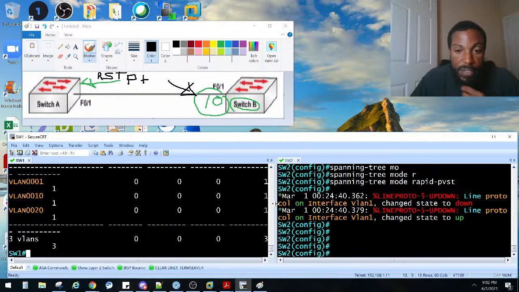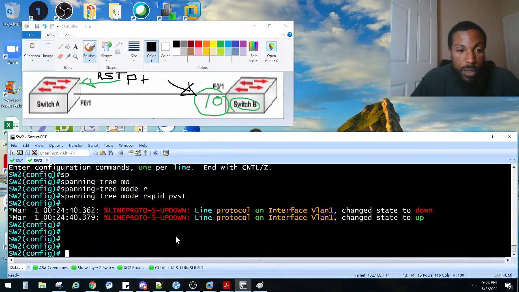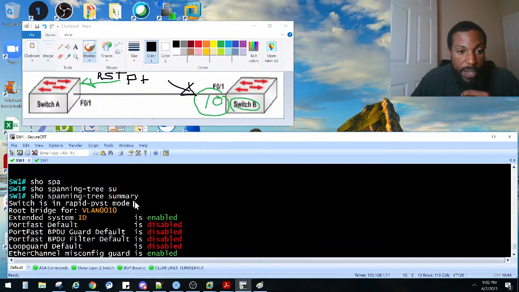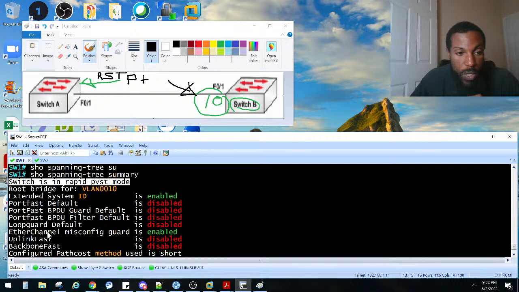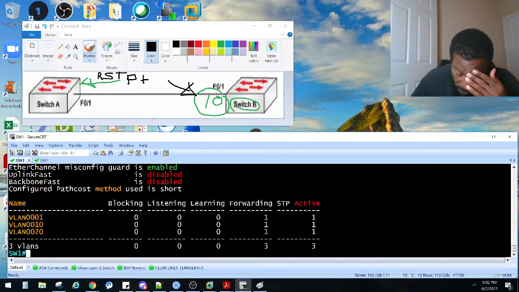That gives us all of the VLANs and stuff, right? I'll show you. Where is he at? Right there. Switches in rapid PVST mode. Show spanning tree summary tells you which VLAN, how many VLANs, which ones are blocking, listening, forwarding, etc. Yeah, that's it for that lab.